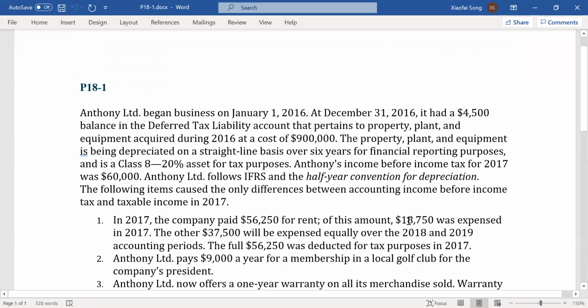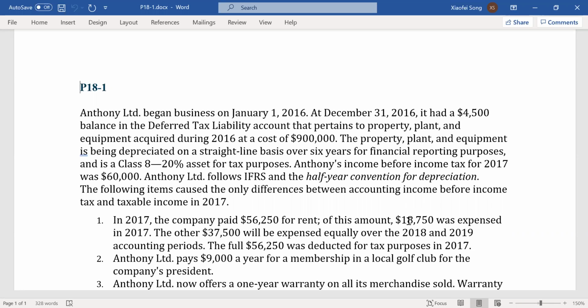So Anthony Limited began business on January 1st, 2016. At December 31st, 2016, it had a $4,500 balance in its deferred tax liability account that pertains to property, plant, and equipment acquired during 2016 at a cost of $900,000. Okay, so this sentence sets up the problem.